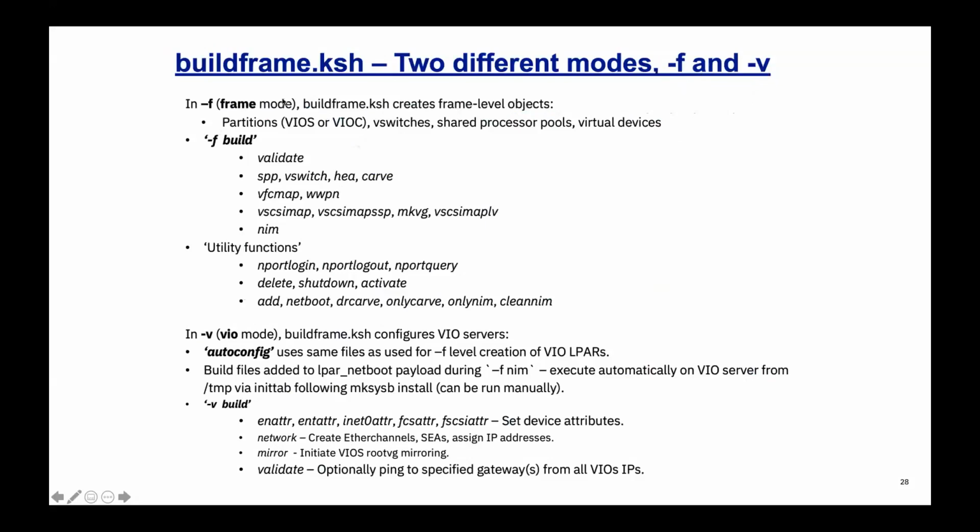In the frame mode, we do all the things we need to do on the Power system level: validating the profile, configuring shared processor pools, virtual switches, and FC mappings, collecting WWPNs or virtual SCSI mapping, and NIM operations. We can even do utility functions like import login, import logout, delete partitions, shut down, and activate partitions. So many things we can do on the frame level. Beyond that, in the virtual AIX server mode, we can change the attributes of devices and configure networks, and even do the rootvg mirroring if the virtual AIX server is configured on local disks.